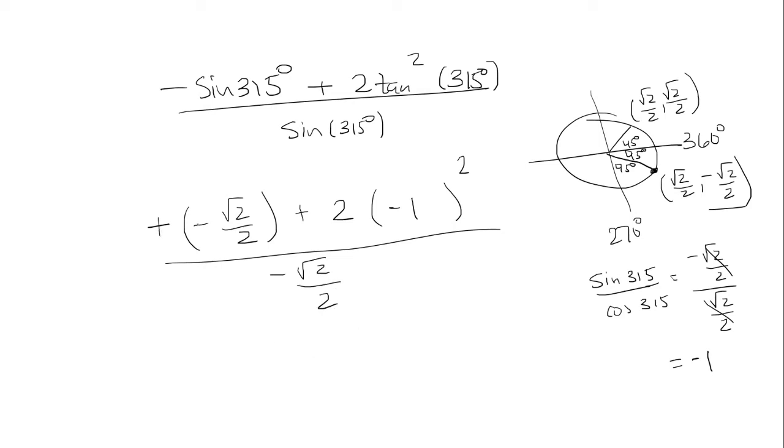So here we have two negatives, we're going to make it positive. So that's root 2 over 2. And then negative 1 squared is 1. Multiply that by 2 is also 2. And divide that by negative root 2 over 2.